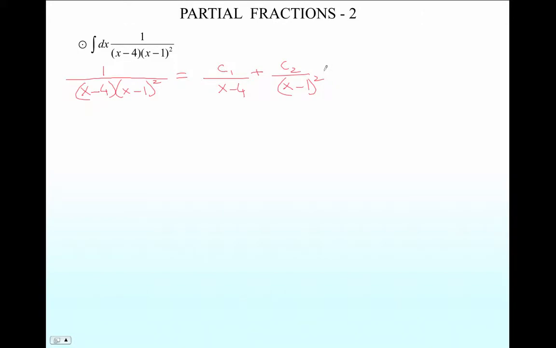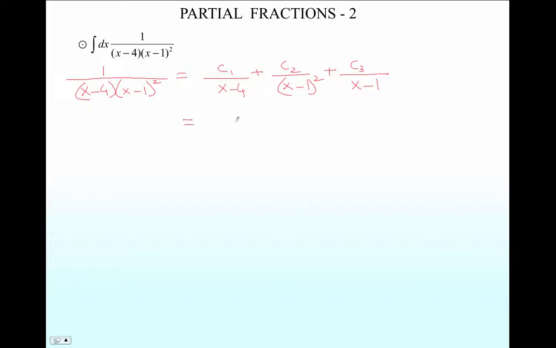No matter how hard you try, you cannot find constants c1 and c2 such that the left-hand side and the right-hand side are equal. On the other hand, if you put a third constant c3 divided by x minus 1, then that will work. How did I know that there had to be 3 constants? Well, because if you look at the bottom over here, you have x minus 4 into x minus 1 into x minus 1. So 3 factors at the bottom over here, and that means we should have 3 terms here.